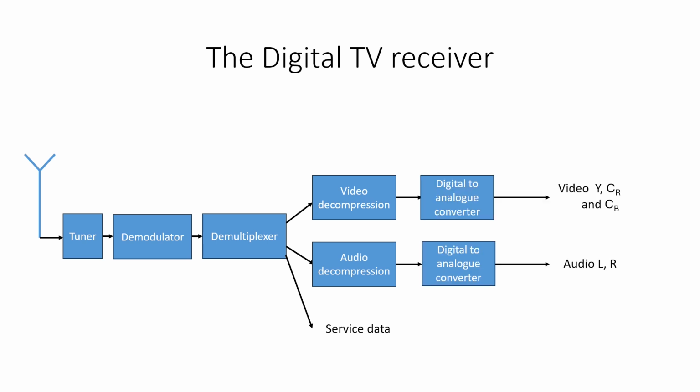The digital video signal is then passed through a digital to analog converter to produce the video luminance and chrominance signals. These are then dematrixed to produce the R, G and B signals to drive the display. The digital audio signal is passed through the digital to analog converter, which produces the analog audio signals to then be amplified and reproduced through the loudspeakers.